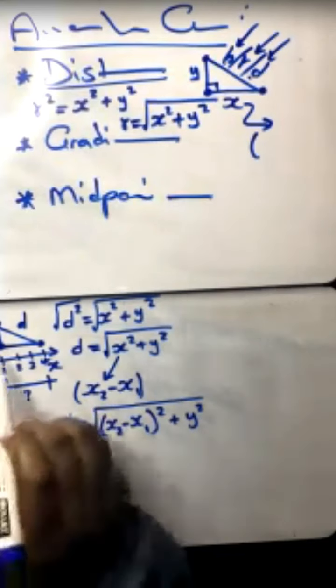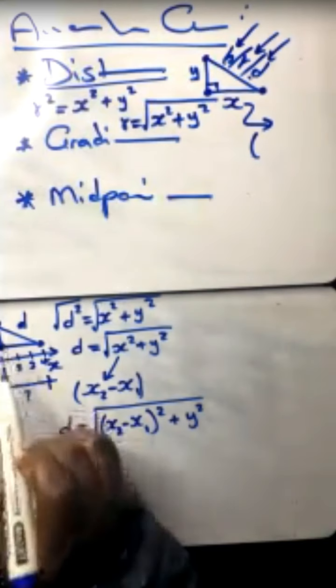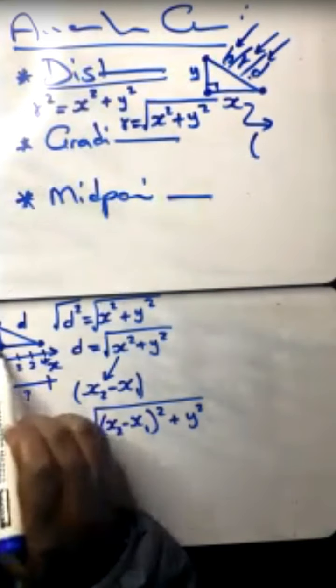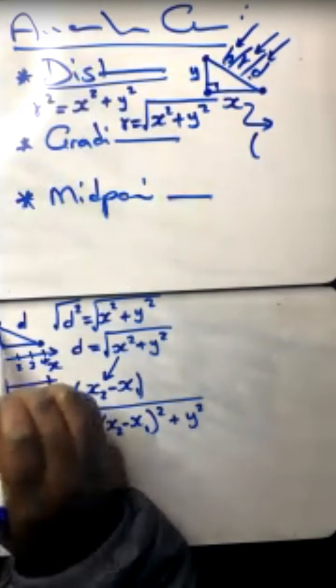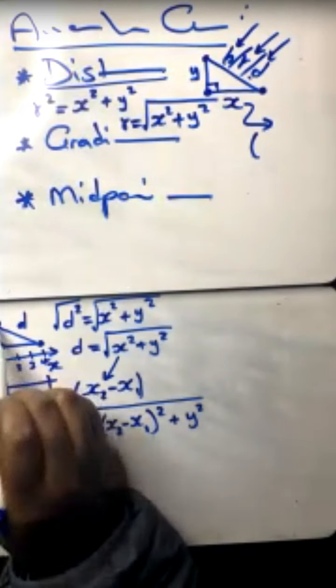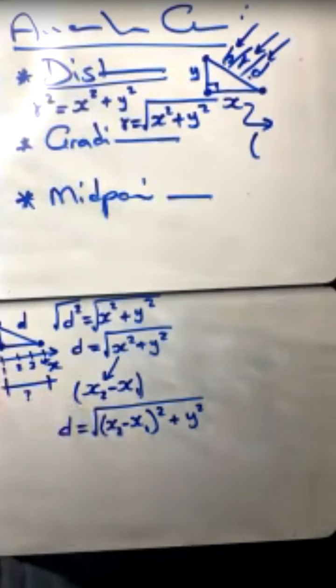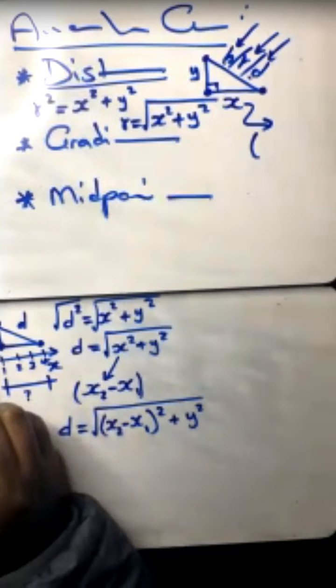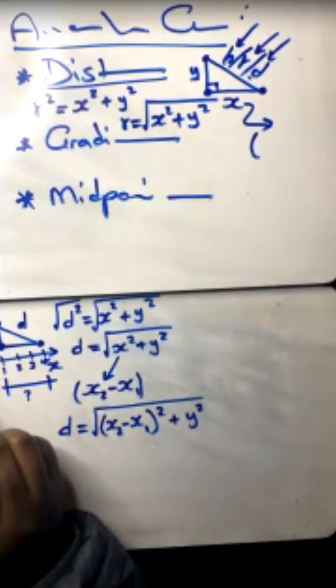So remember, that point there is where x is 1, y is 1. That point over there, x is that same 1, and then y is that 4 over there. So what is that length over there?